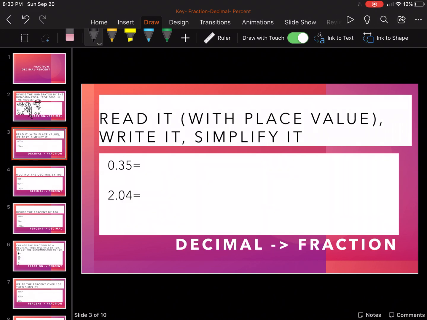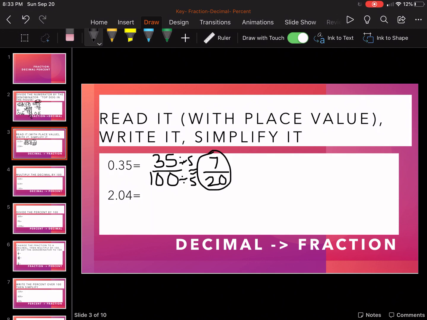So going from the decimal to the fraction, I always say read it with the place value and reading it correctly, write it, simplify it. So if I read this first number, it is 35 hundredths. So 35 hundredths. Okay, if it's in the tenths place, it would be tenths. Write it, and now we simplify it. So I can divide both by 5. And that is 7/20, and that is in simplest form.